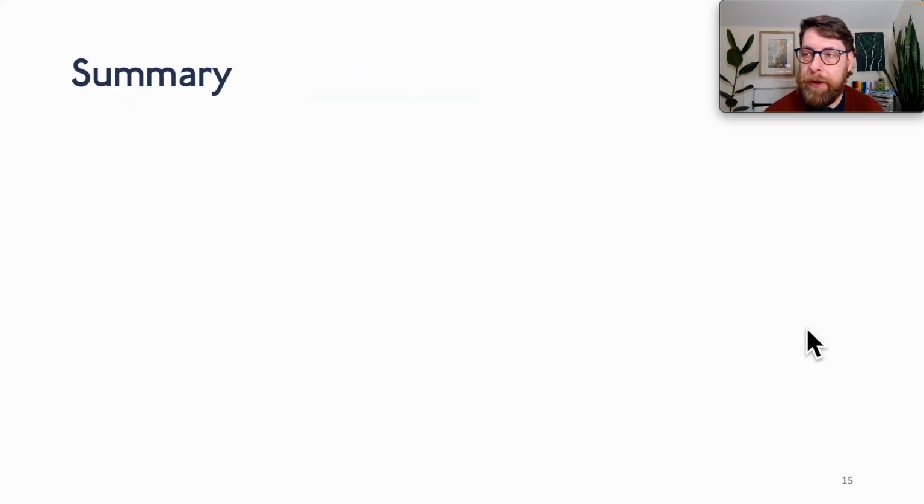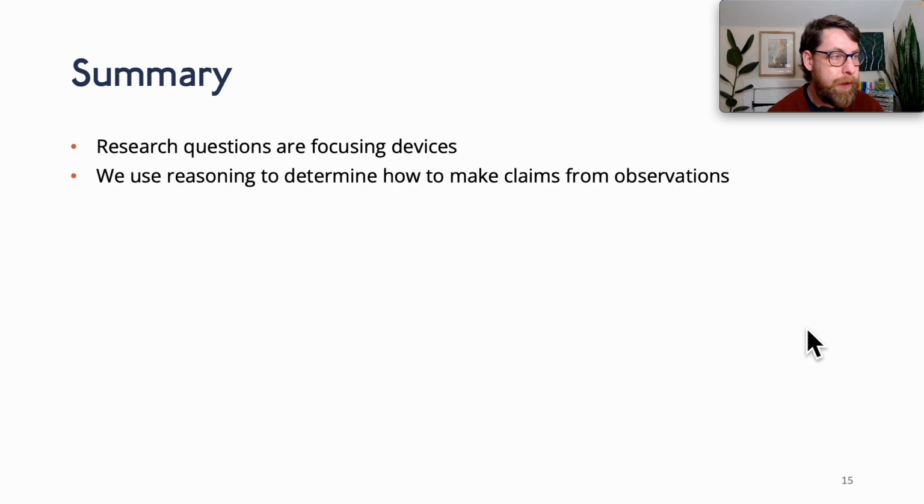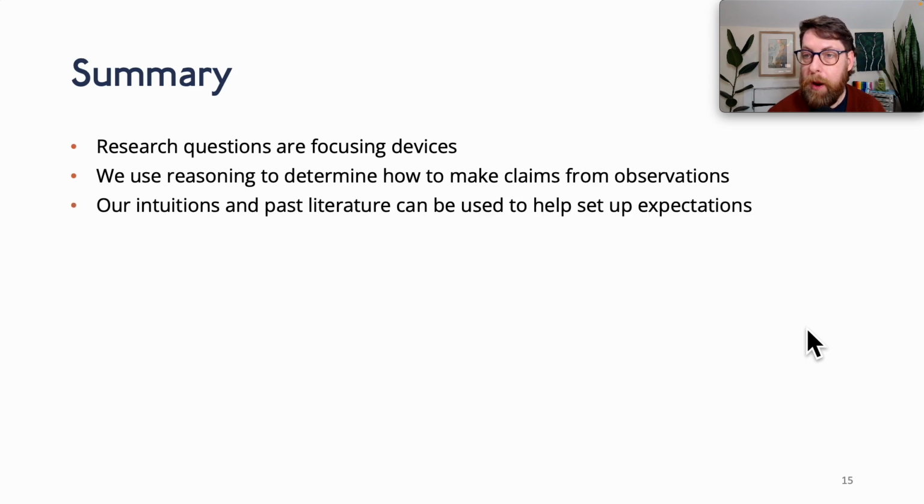So to summarize for today, research questions are focusing devices, and we want to use that to focus in on our research. And then as we're focusing, we want to use reasoning to determine how to make claims from observations. We focus on stuff, we think about the observations to get, and then we make claims about it. Our intuitions and some past literature can help us to set up some expectations. We don't want to come at work cold necessarily. Even if we're doing something as inductive as grounded theory, we're still selecting the context. We're still looking at which people to interview. We're always involving some intuitions somewhere.